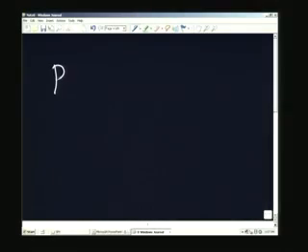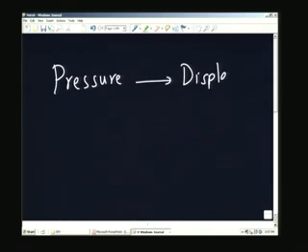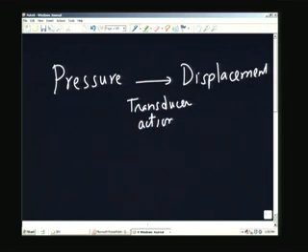Therefore, in this particular transducer, we can say that pressure is converted to a displacement. And in fact, this is called transducer action. We have of course come across similar things earlier. We talked about thermometers, where the change in resistance is related to temperature. So, we measure the resistance change and then we infer the temperature change. Here we are finding out what the pressure is by measuring the displacement of a diaphragm element.